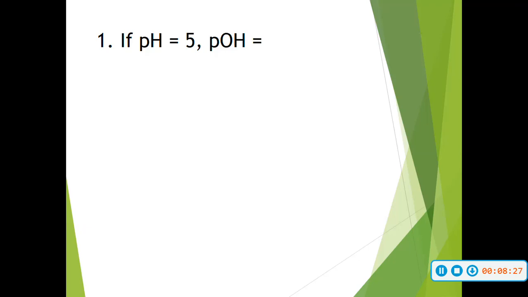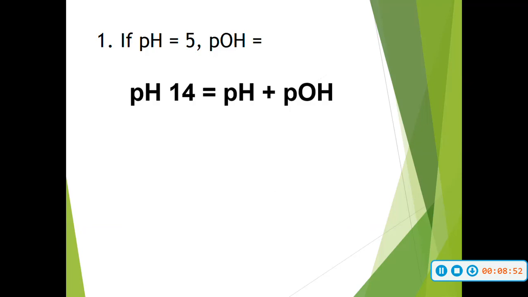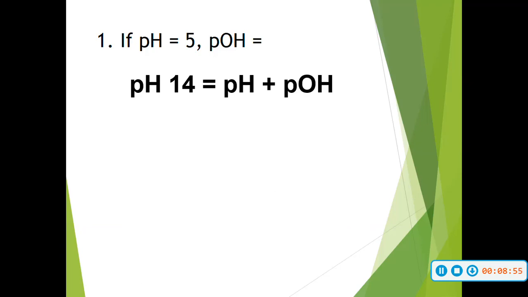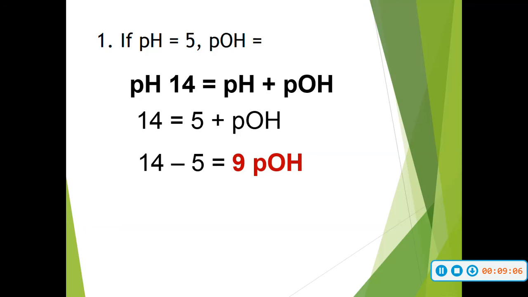Okay, so if pH equals 5, what is your pOH? Okay, so take a second to think, out of the 3 formulas that we have, which formula would you be able to use? Okay, so if it's asking for pOH, there is only one formula that has pOH. So if we simply plug in what we've been given, which is a pH of 5, we can solve for pOH. So 14 minus 5, we would get a pOH of 9.